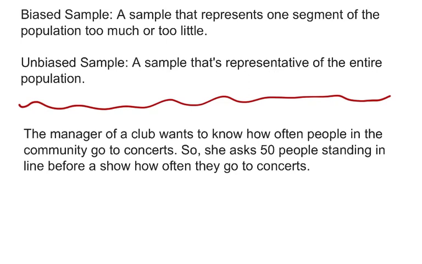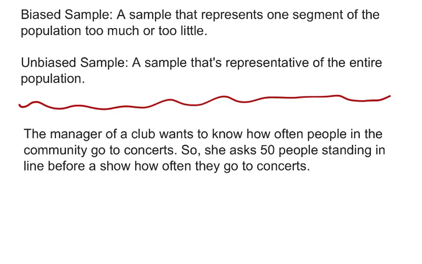So let's say the manager of a club wants to know how often people in the community go to concerts. So she goes outside and asks the 50 people standing in line before a show how often they go to concerts. Well, first of all, what kind of a sample is this? It's convenient because she's just stepping outside the door. It's not like she's going out into the community to ask a wide, diverse sample.